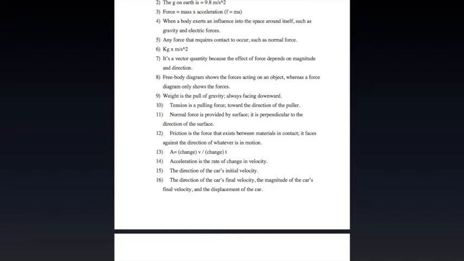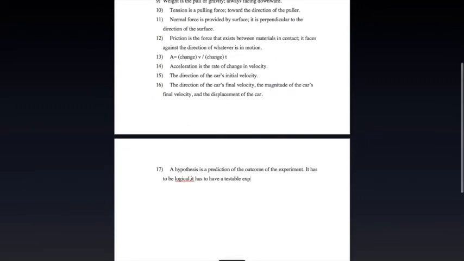So a hypothesis is a prediction of the outcome of the experiment. You should know it has to be logical, it has to have a testable explanation of an observation, and it must follow something from what you already know. So these are considered the basic things you should have in a hypothesis. Not entirely needed, but it doesn't hurt knowing them.